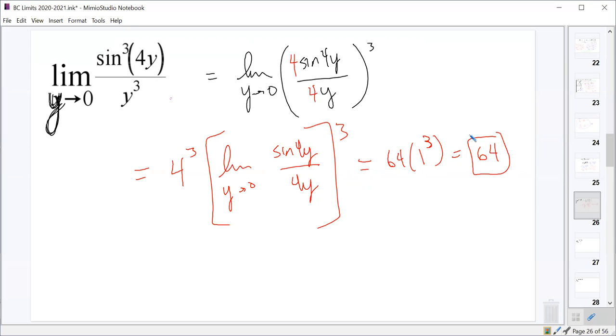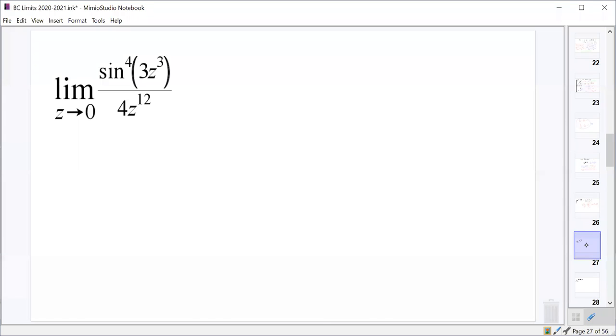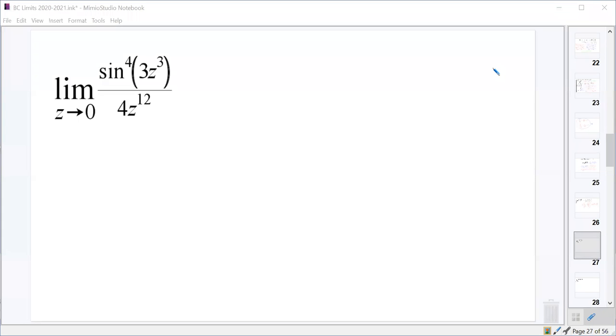Great. All right. Take a look at another one. Why don't you guys work through this one on your own real quick, because this one would be even more horrible and awful if you were trying to use L'Hopital's rule for it. So go through and evaluate this limit. I'll give you like a minute to do it. Ready, go. Hopefully the first thing that you did here was pulled out the 1/4.